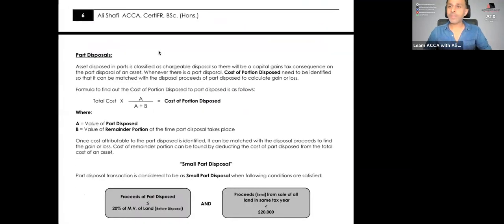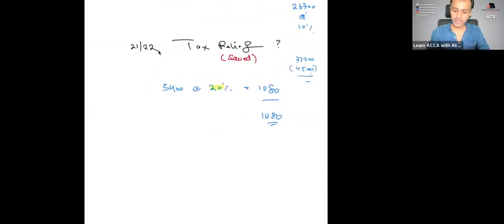Part disposals, we are heading towards a very little explanation. We are getting into a topic which is called part disposal.